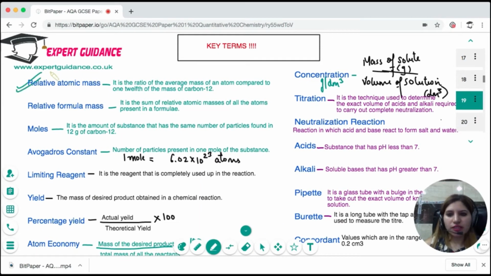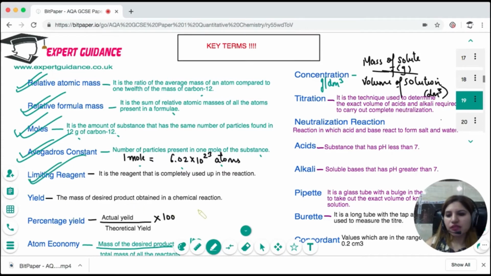What is a relative atomic mass? It is the ratio of the average mass of an atom compared to 1/12 of the mass of carbon-12. Relative formula mass, sum of relative masses of all the atoms present in a formulae. Moles is the amount of substance that has same number of particles found in 12 grams of carbon-12. Avogadro's constant is the number of particles present in 1 mole of the substance, and 1 mole is 6.02 times 10 power 23 atoms. Limiting reagent is a reagent that is completely used up in the reaction.